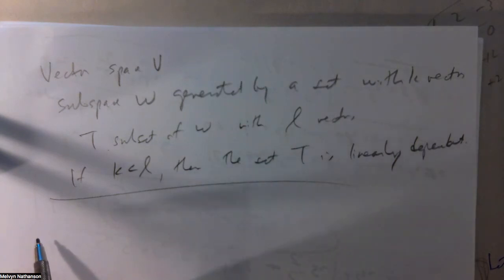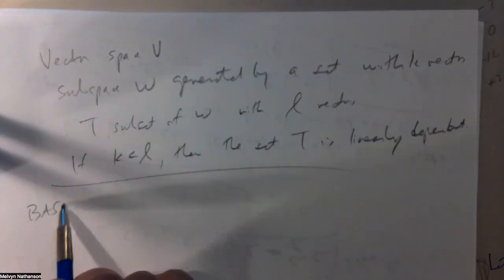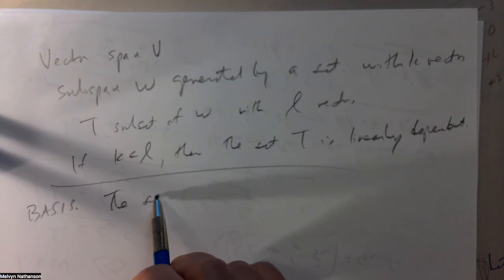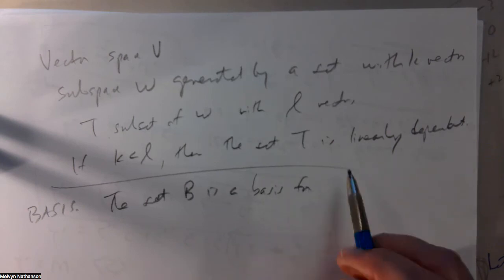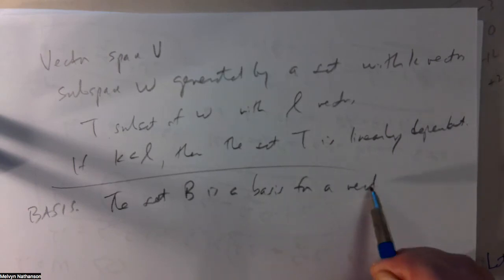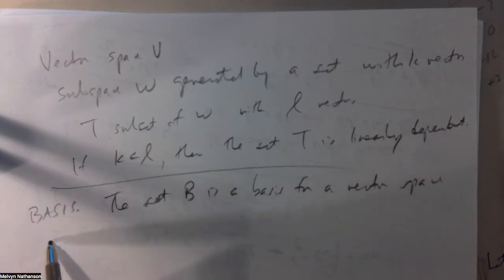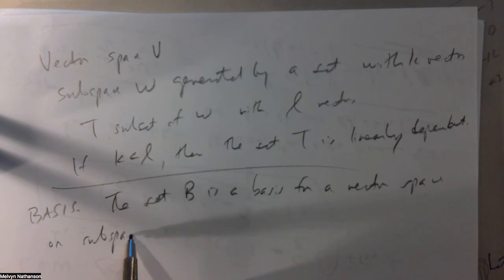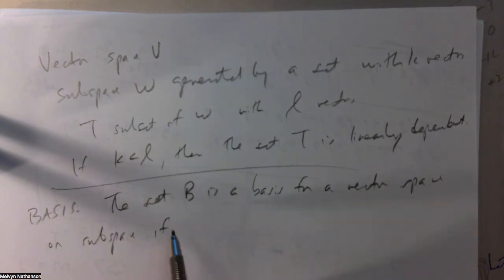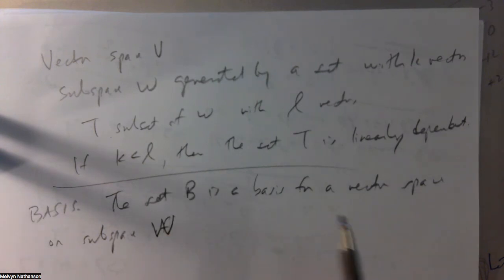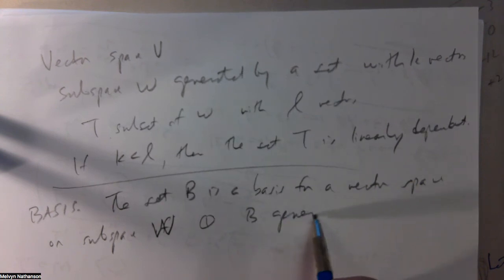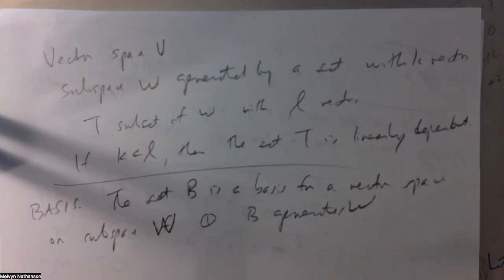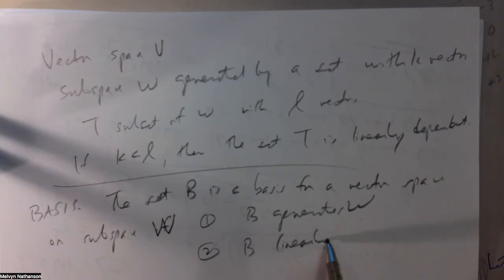So there's an important concept in linear algebra called a basis. The set B is a basis for a vector space, or just a subspace W, if, first of all, B generates W, so everything in W is a linear combination of the vectors in B. And second, B is linearly independent.